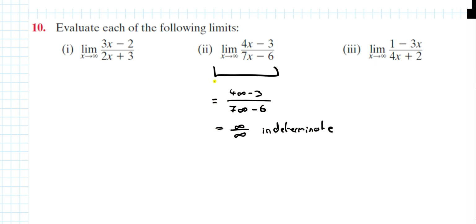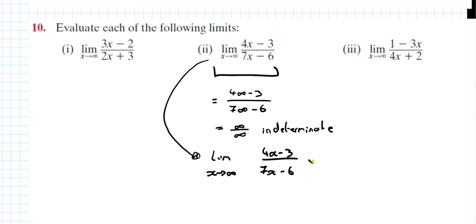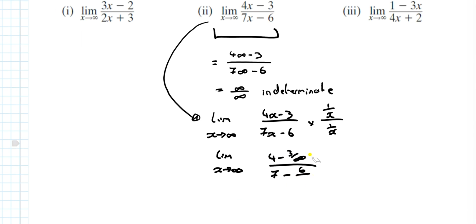Is there any simplification that I can do by factorizing? No, not really. So again, I multiply top and bottom by 1 over the highest power of x. So it's 1 over x in this case. So I'm getting 4x by 1 over x. The limit as x goes to infinity is 4 minus 3 over x, 7 minus 6 over x. I'm going to say x, not infinity. I subbed in infinity too early. Now I apply the limit.